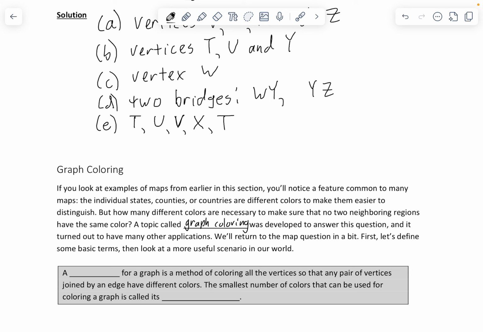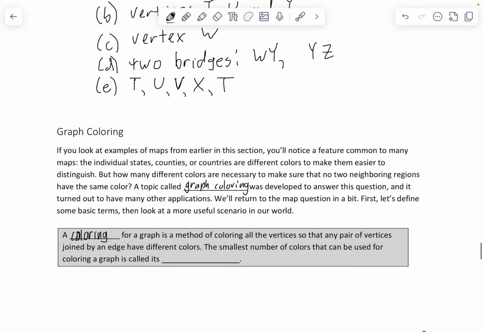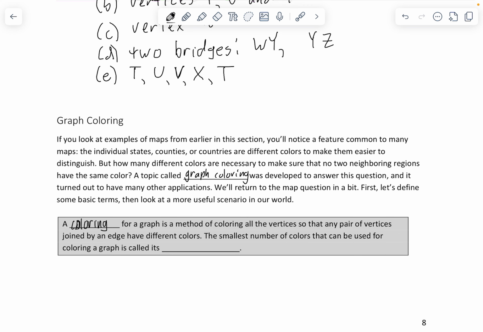First, let's define some basic terms, and then look at a more useful scenario in our world. A coloring for a graph is a method of coloring all the vertices so that any pairs of vertices joined by an edge have different colors. The smallest number of colors that can be used for coloring a graph is called its chromatic number. Okay.